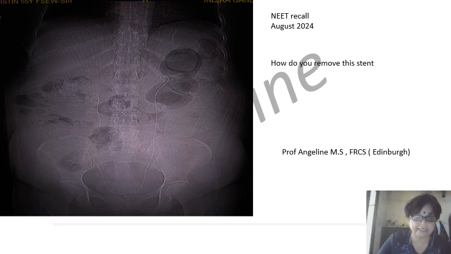There was one particular recall question. A DJ stent was shown, and the question asked how to remove it. You can see the double J: one J here and at the other end there is another J. That is why it's called a DJ. How would you remove this stent? Various options were given. Now, as usual, we cannot be dead correct about the options. So I will take you through why a DJ stent is used, what the problems are, and how you can remove them.